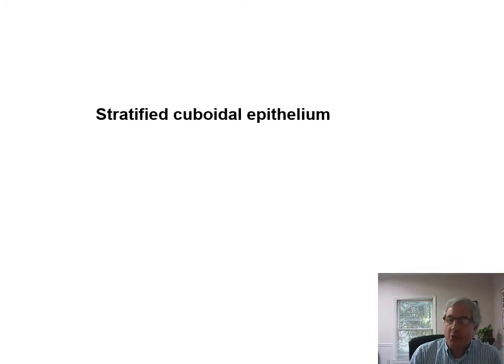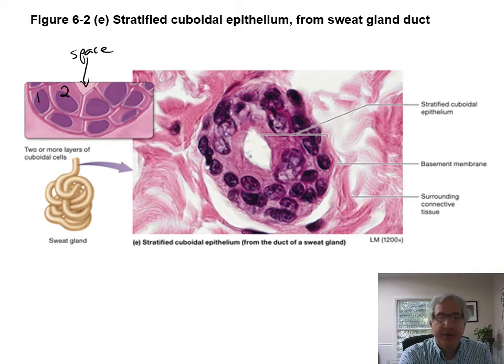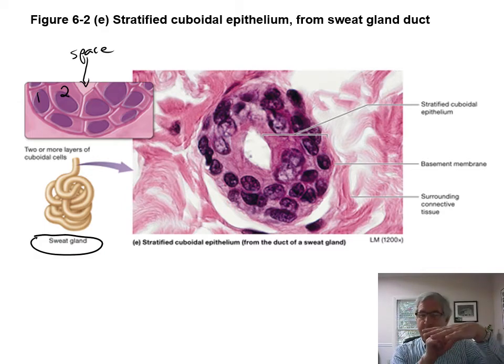Okay, now stratified cuboidal epithelium. Stratified cuboidal epithelium has 2 layers. You notice there's 2 layers of cells, and right here is the space. This is from a tubule from a sweat gland. So there are sweat glands in your skin. The sweat gland is down underneath your skin, and it sticks this little part of the sweat gland up, and you have sweat go out on the surface of your skin. And the tubule that is coming up has multiple layers, 2 layers of cuboidal cells in it.